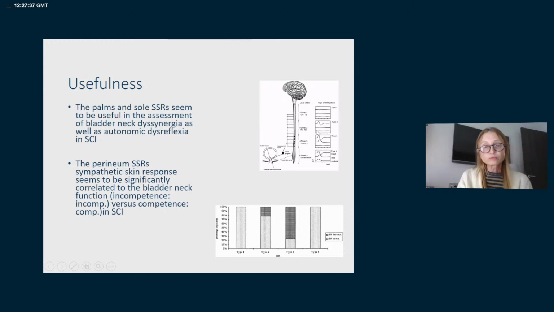And what we also found is that the perineal sympathetic skin response seems to be significantly correlated to the bladder neck function, which means incompetence versus competence in urodynamics, at least in spinal cord injury, because we found that all patients with a type 3 sympathetic skin response pattern had bladder neck incompetence during urodynamics.